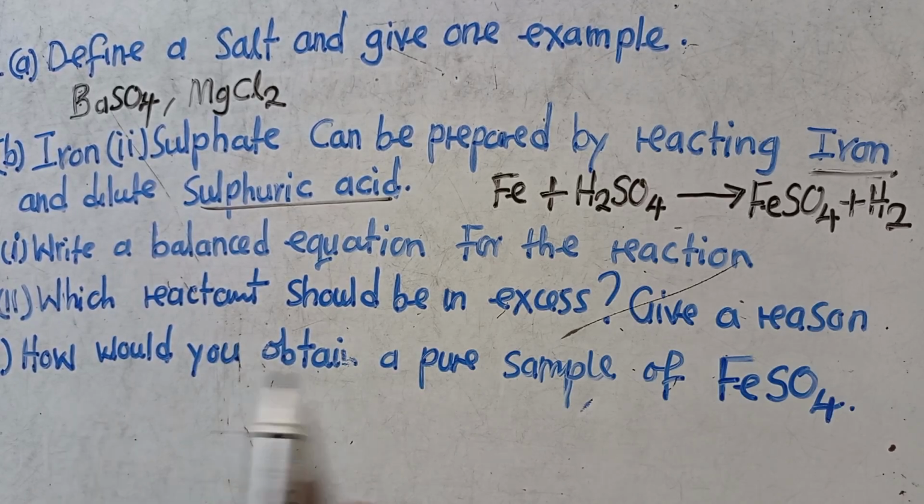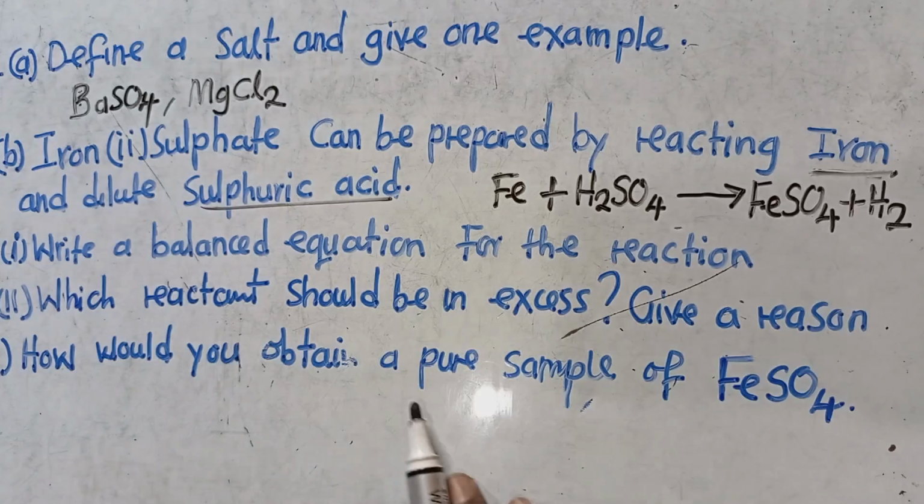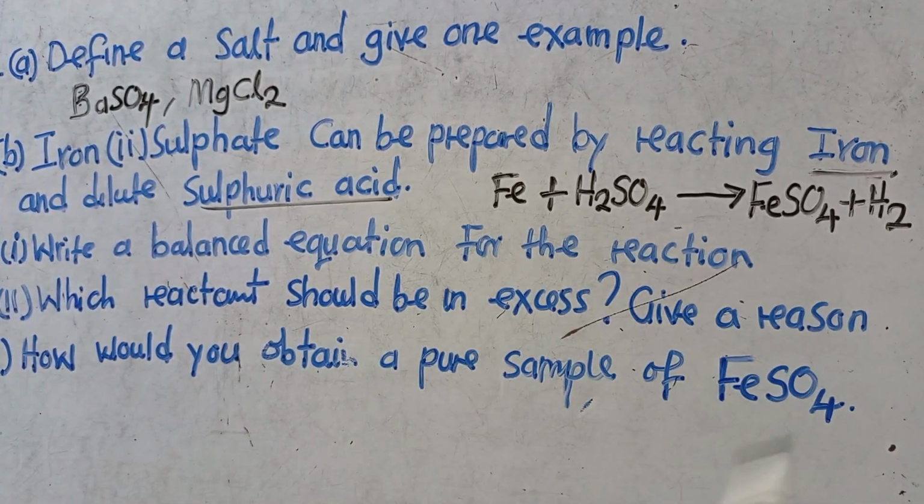We move now to this other question. Which reactant is in excess? Iron, because the iron(II) sulfate is soluble in sulfuric acid. How would you obtain a pure dry sample of iron(II) sulfate? So how can we obtain that?